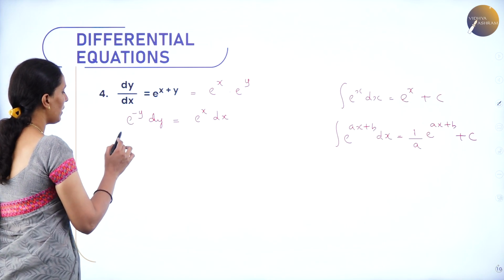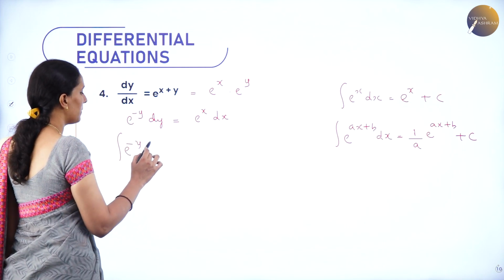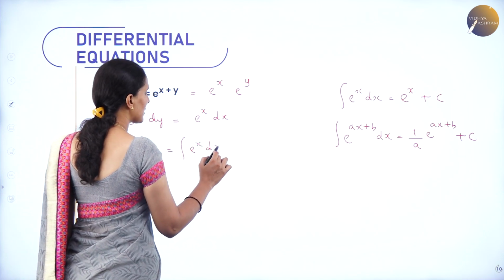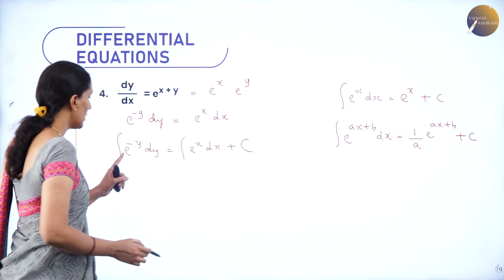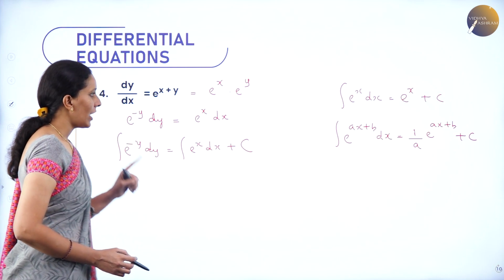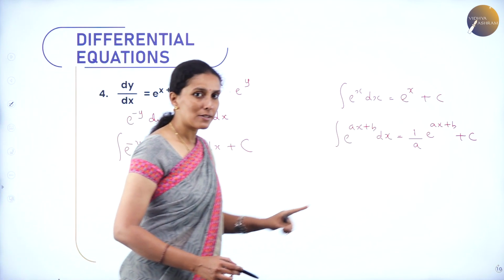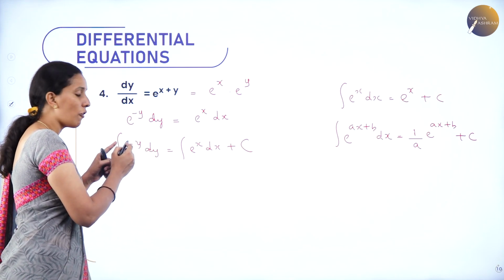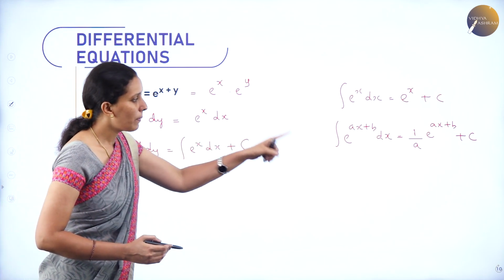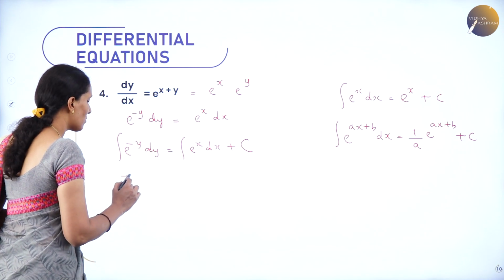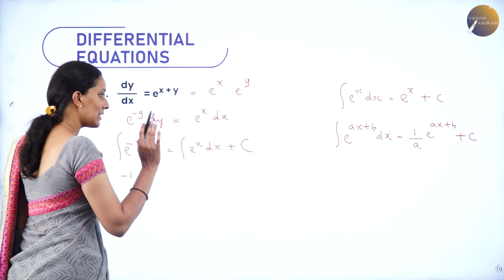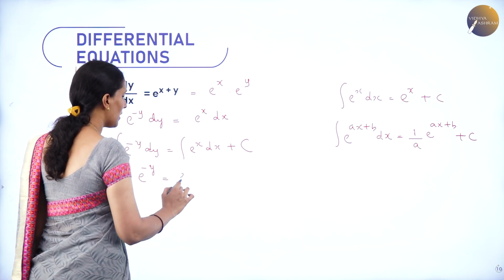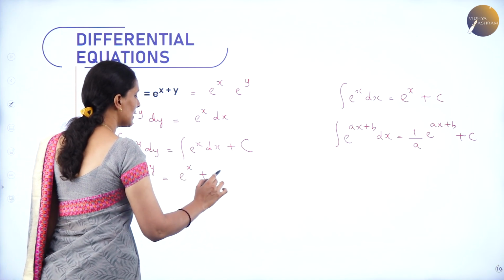So therefore, when you apply the integral here, integral e power minus y dy is equal to integral e power x dx plus integration constant. So this value of a, because ax plus b, then it must be in the form of ay plus b. What is the value of a here? It is minus 1. So 1 by a becomes 1 by minus 1, which is minus 1. Again it is same, e power minus y is equal to, here it becomes e power x plus c.